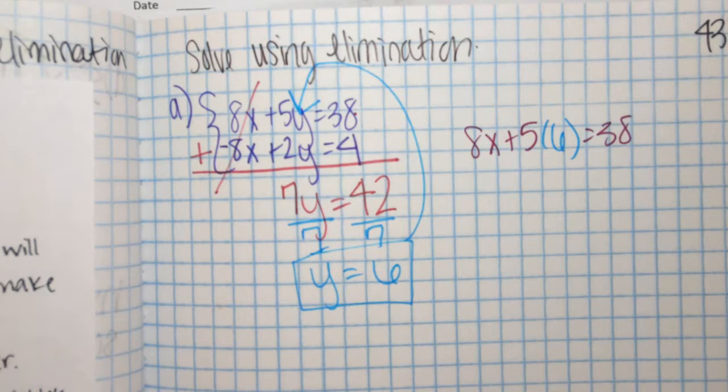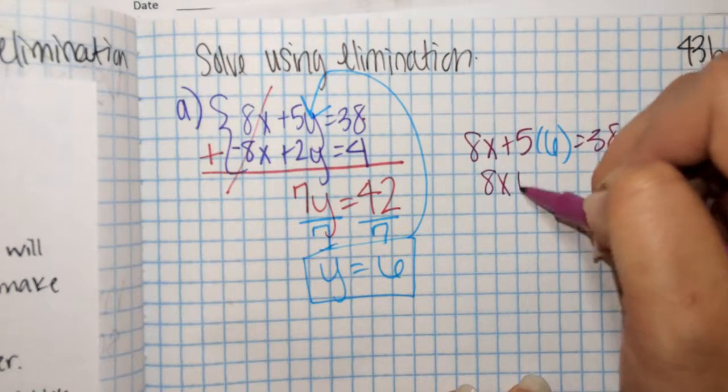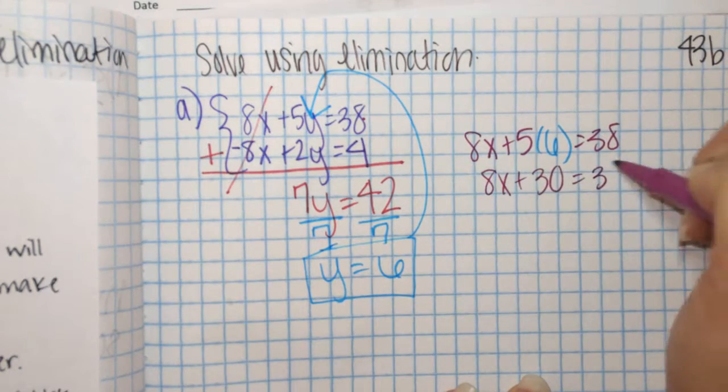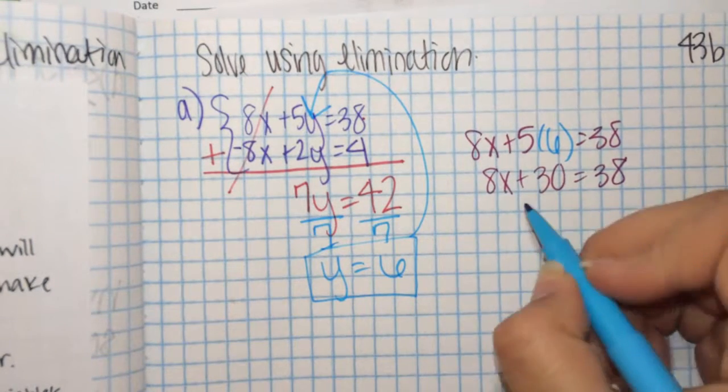What's 5 times 6? 30. Alright, now I'm trying to get x by itself. How do I do that? Minus 30.